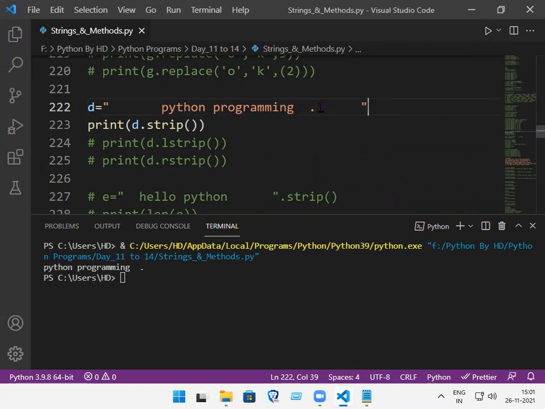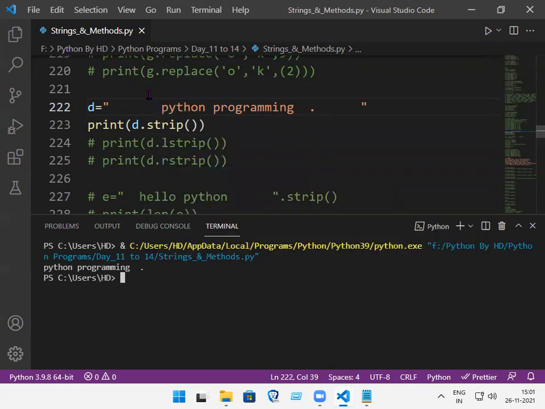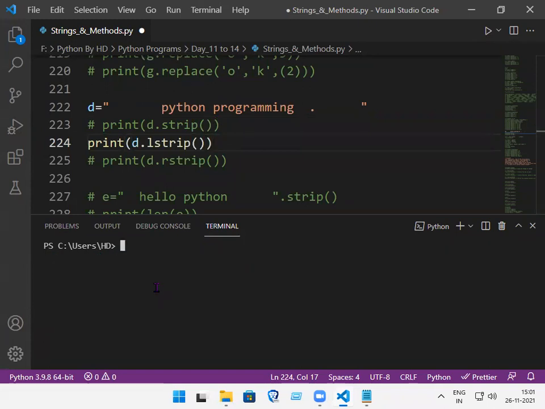Okay, but you're not able to see. That's why I kept the space and dot, to make you understand. So when just using the strip method, what happens? Before and after the string, the spaces get deleted. In the middle, got deleted there? No. Okay. Now, lstrip means which side? Left side. Only the left side space gets deleted. So what will we get? Python space programming space dot space. But you're not able to see, yes or no?